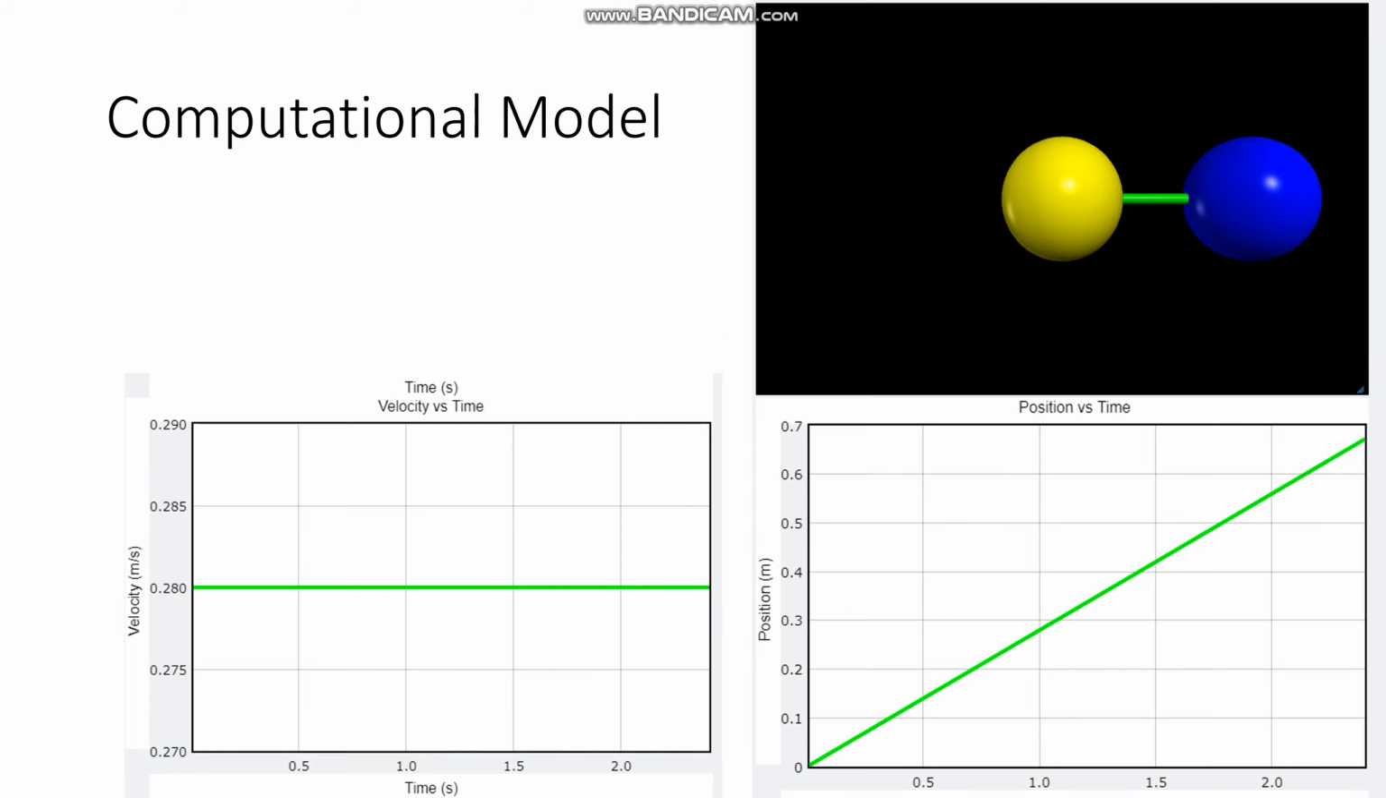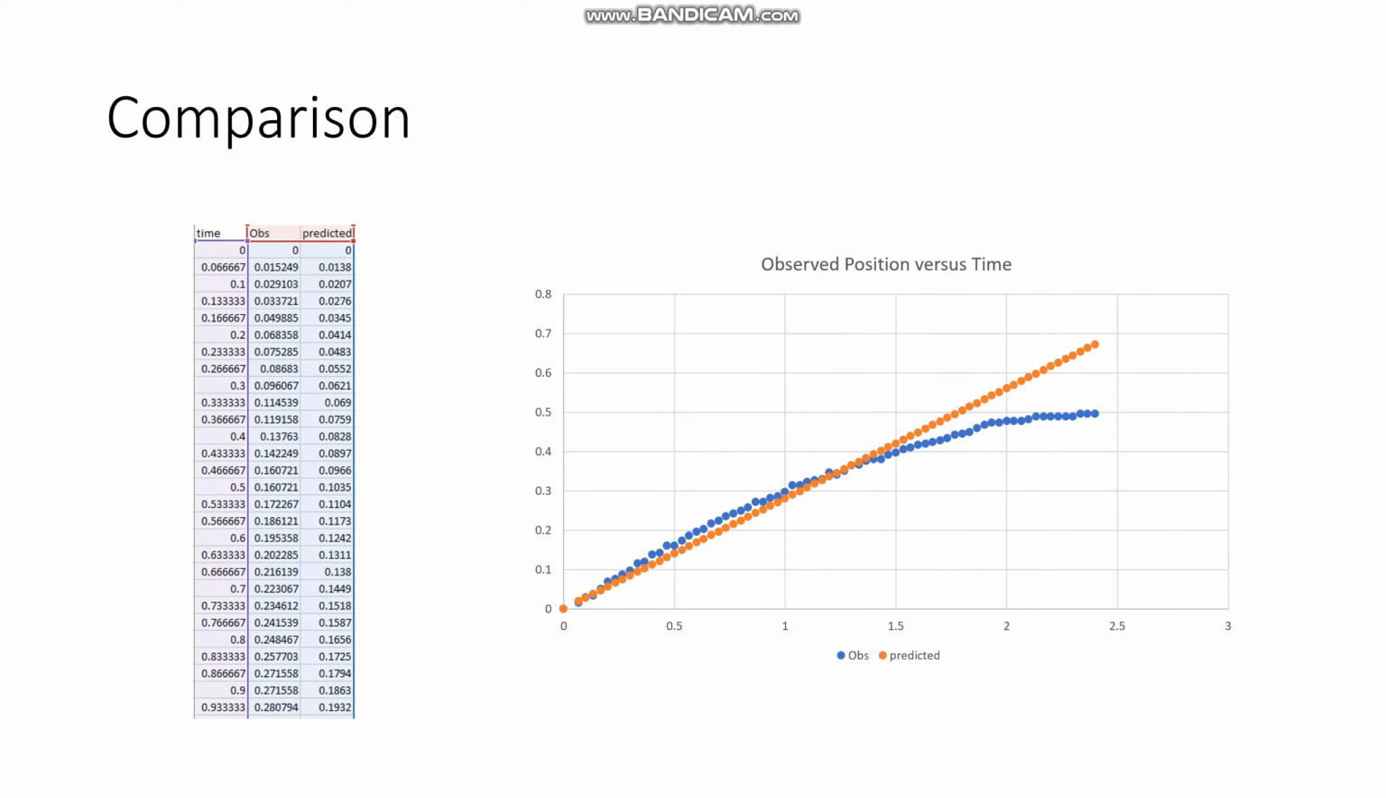After I finished my GlowScript model, I ran it, and this is what we got. We can see that the yellow ball, which is the initial position, moved some amount to the right, which was the blue ball. We can see that our position versus time is a straight linear graph, and our velocity was stuck at 0.28 since there's no net force acting on it.